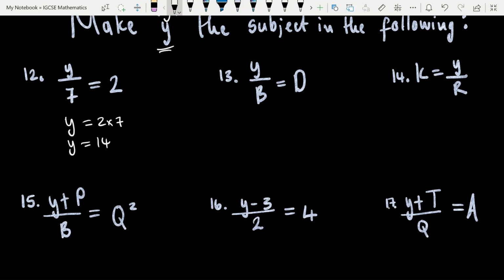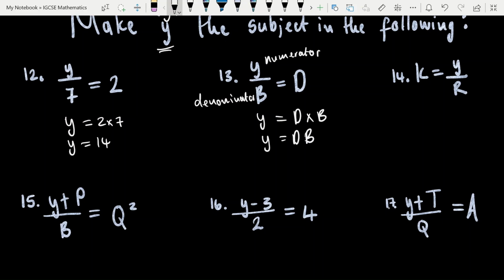We go to number 13, y over b is equal to d. We see our subject, y, is in a fraction, and we have to break it. We never leave our subject in a fraction. We break it by taking the denominator. Denominator is the number at the bottom. The number on the top is called the numerator. So we take the denominator to the other side. That's how you break a fraction, and we always break a fraction if our subject is in a fraction. So y will be equal to d times b. That means y is equal to db.